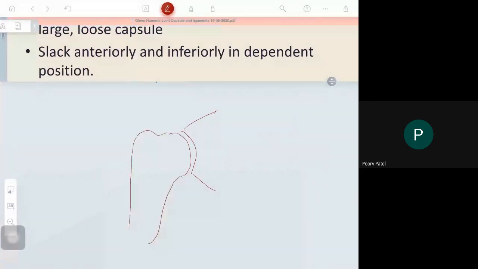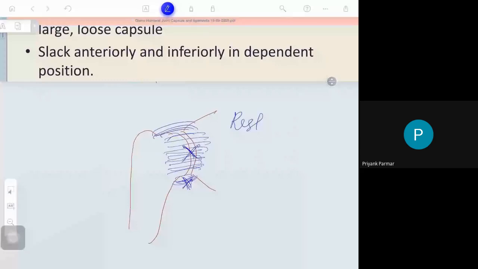And this is the capsule, the joint capsule. What I have told, the anterior and inferior joint capsule is lax. Of course, the superior is also there and the posterior side also there is a capsule. Among these, the anterior and inferior capsule is weak when compared to other areas.